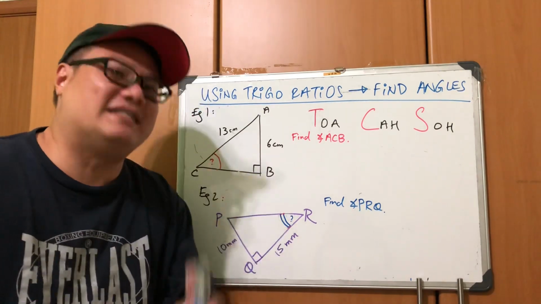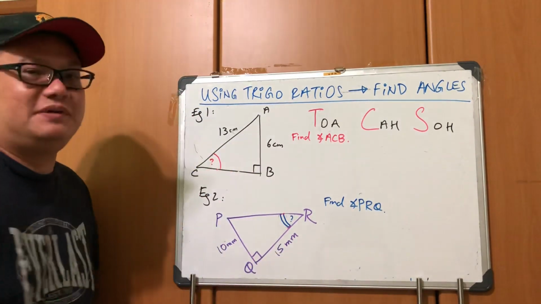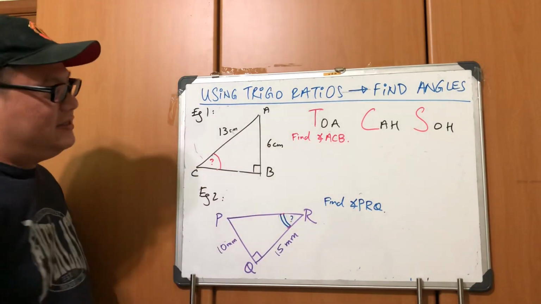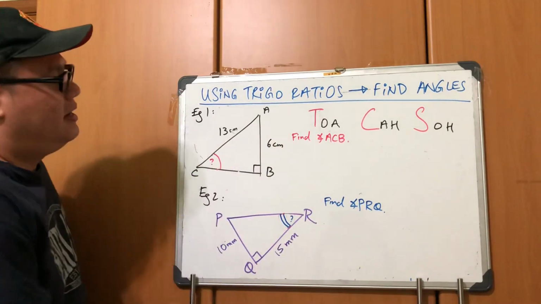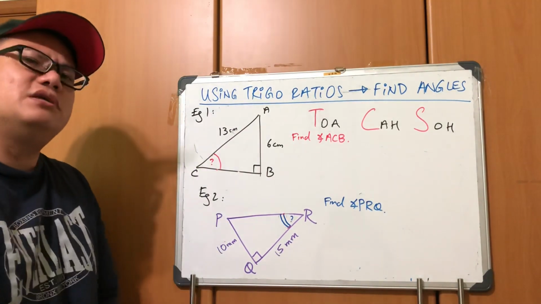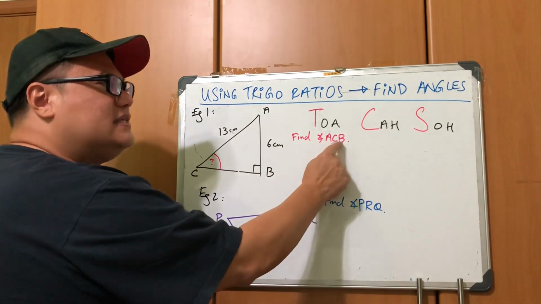And now to example 1. Okay, first example. Over here we have a right angle triangle ABC. AB is 6 cm, AC is 13 cm. Now the question is, how do you find angle ACB?